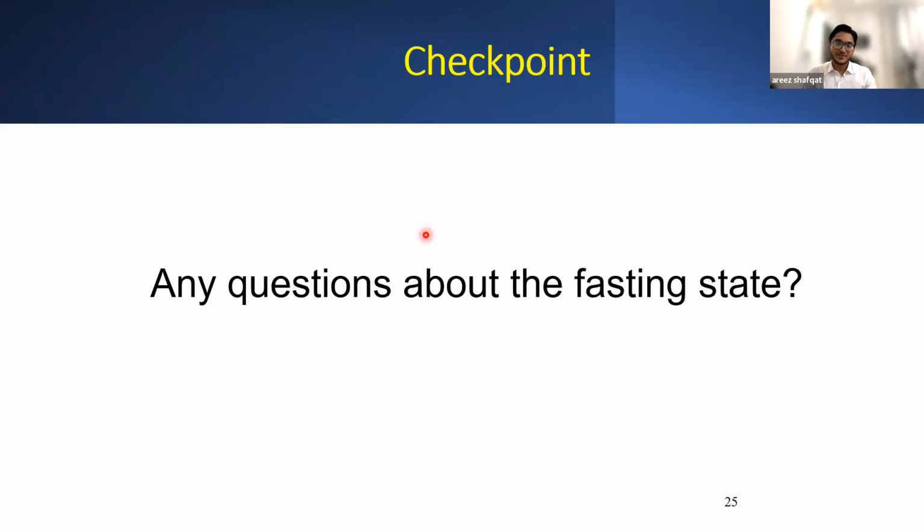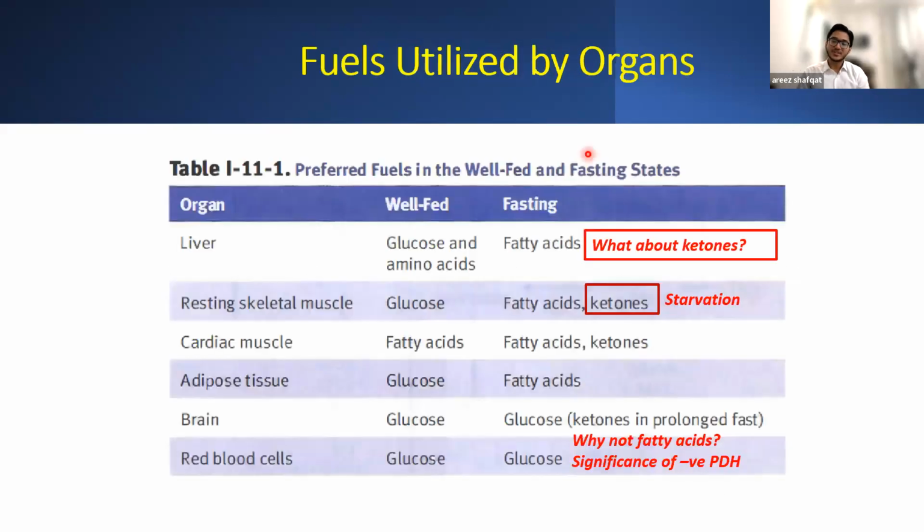So now, you have to know this as well. These are the fuels which are utilized by your different organs during well-fed conditions and during fasting conditions. The liver utilizes glucose and amino acids during well-fed states. It utilizes fatty acids during starvation conditions.